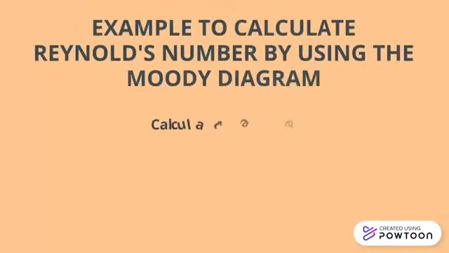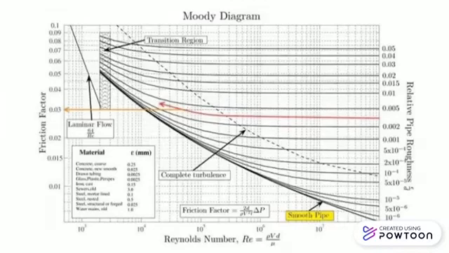Okay, this is an example to calculate the friction factor by using the Moody diagram. We calculate a unitless relative roughness of 0.003. From here, we sketch a line following the curve contour in the red line below.